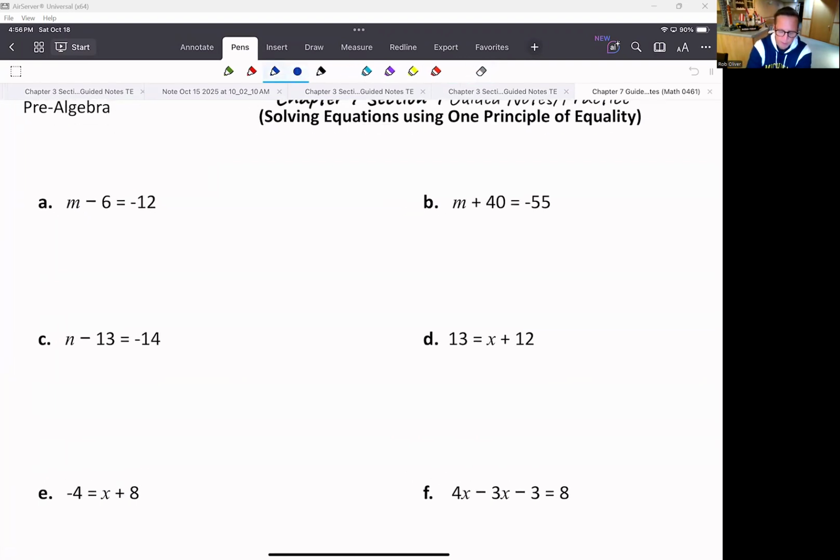This first example right here is a basic subtraction equation. I always focus on the variable side. That's the side I want to look at first. So I see m minus 6. I'm going to add 6, because the goal of algebra is to get the variable, the x or the m, by itself. We want to isolate it. So we're going to add 6 to both sides. All right, and that's pretty much all there is to this problem. We just get m equals -6.